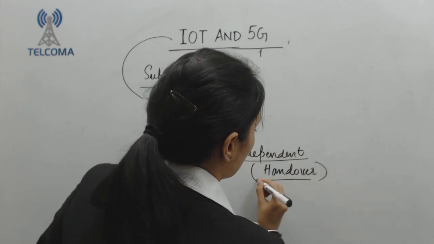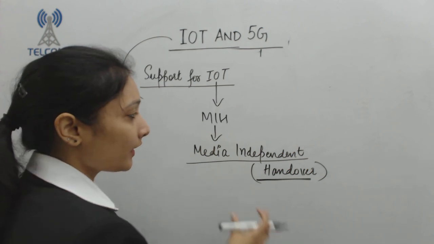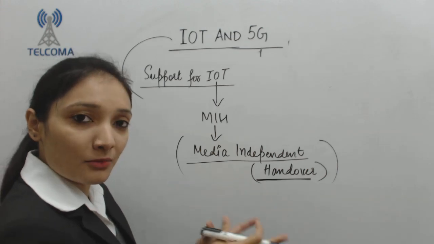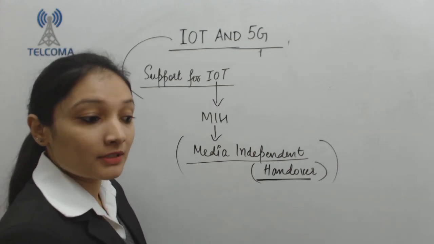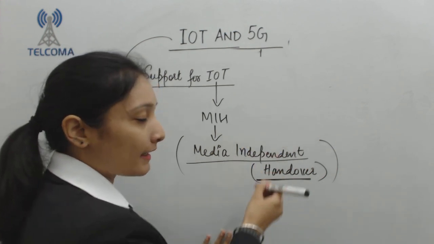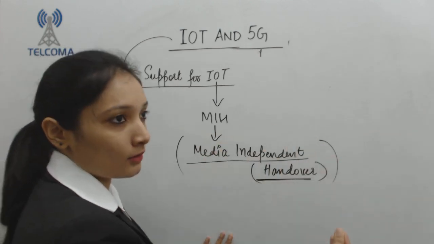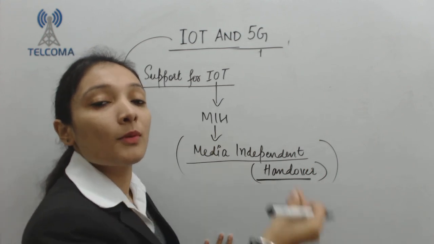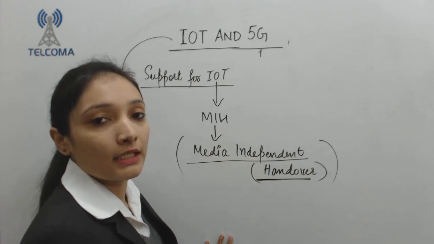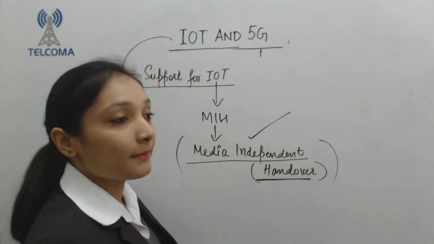As we know, handovers are supposed to provide seamless connectivity. Now here we have media independent handovers for your IoT and 5G, because there will be a number of devices from different kinds of environments and they will be having different access points. So if one device is changing its access point, the data should be transferred from one access point to another, or from a private network to a public network, without any loss. So that's why we have media independent handovers.